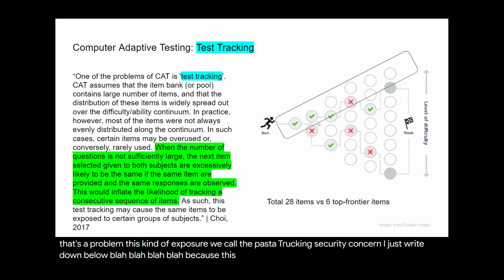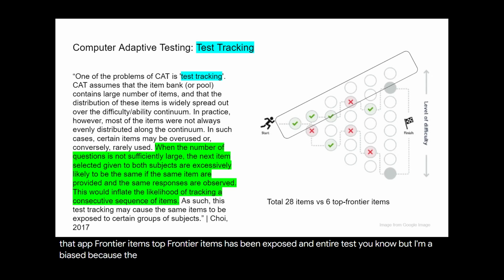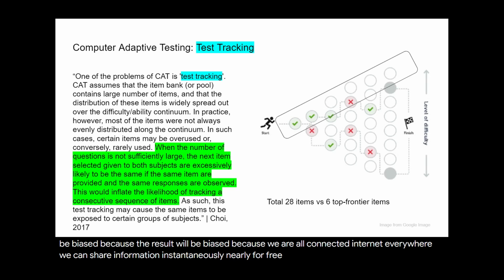Because of this initial stage exposure, and then next, what I call top frontier items have been exposed, the entire test becomes biased. The test result will be biased, because we are all connected. Internet everywhere. We can share information instantaneously, nearly for free. Right? So this is a big issue.